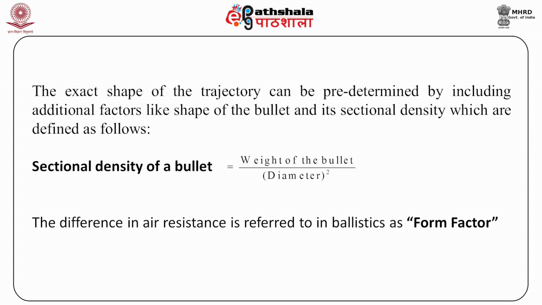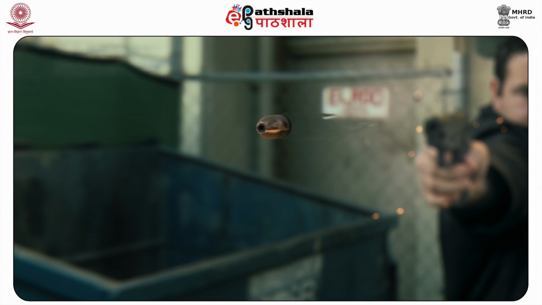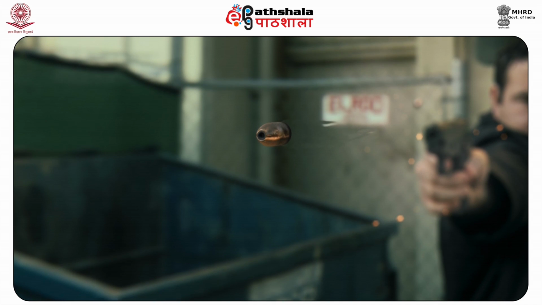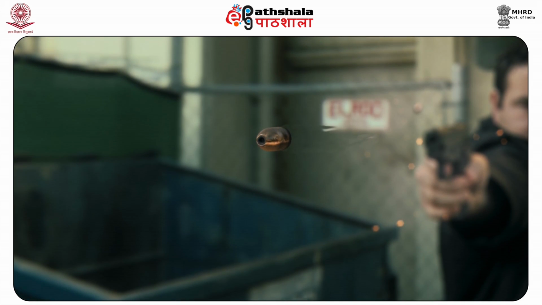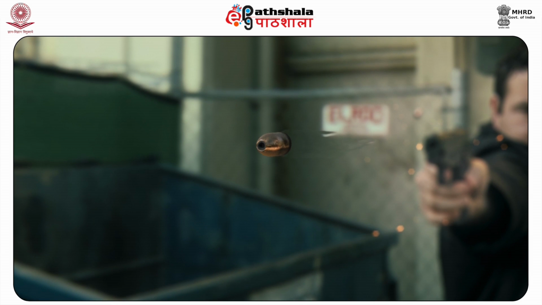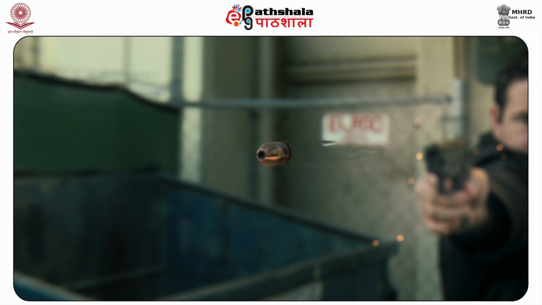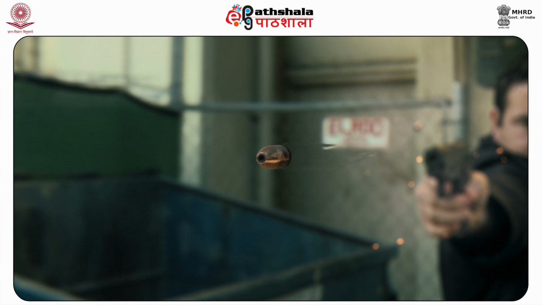Sectional density of a bullet is equal to weight of the bullet by diameter square. Difference in air resistance is referred to in ballistics as form factor. The efficiency of the flight of the projectile depends upon its sectional density. The greater the sectional density, the better is the efficiency. Lead is therefore a good material for the manufacturing of projectiles.